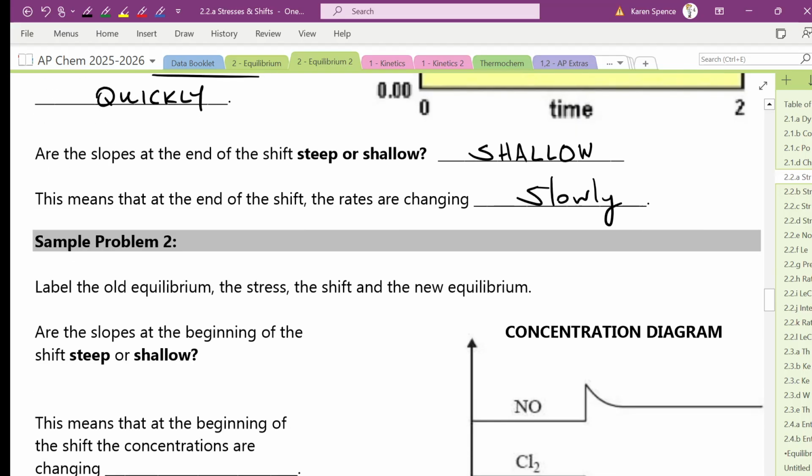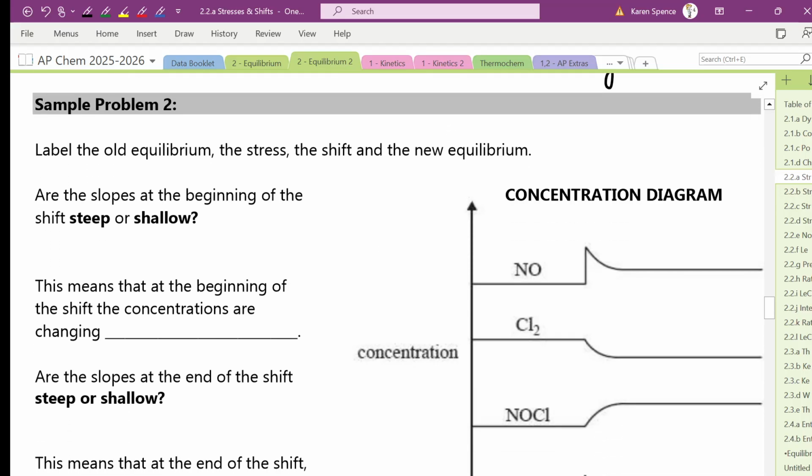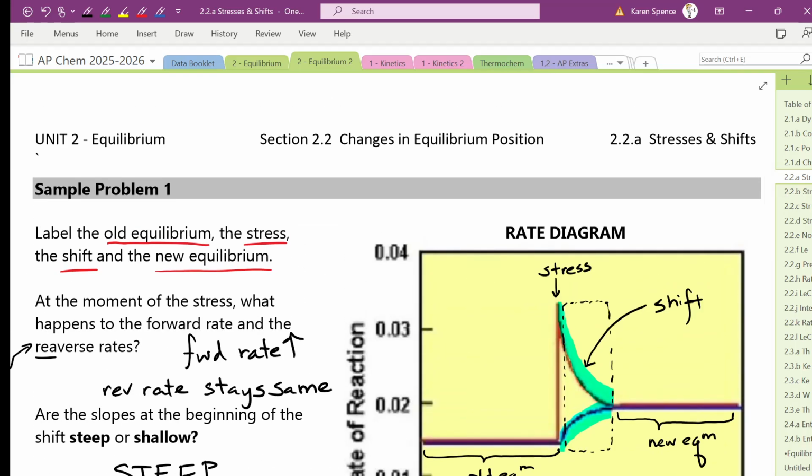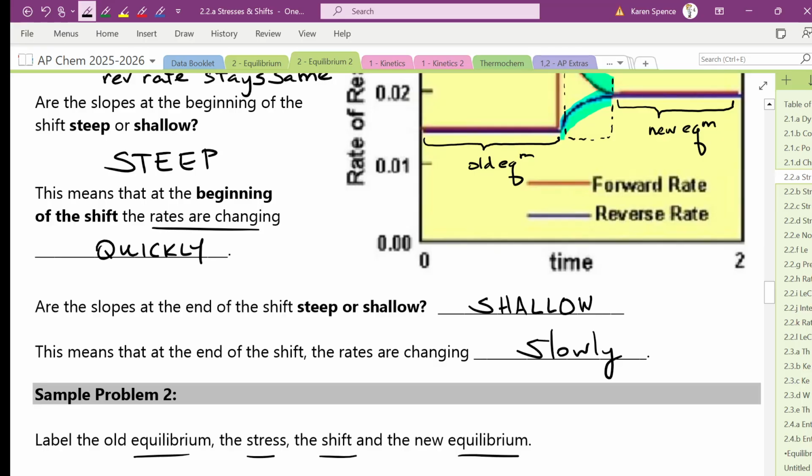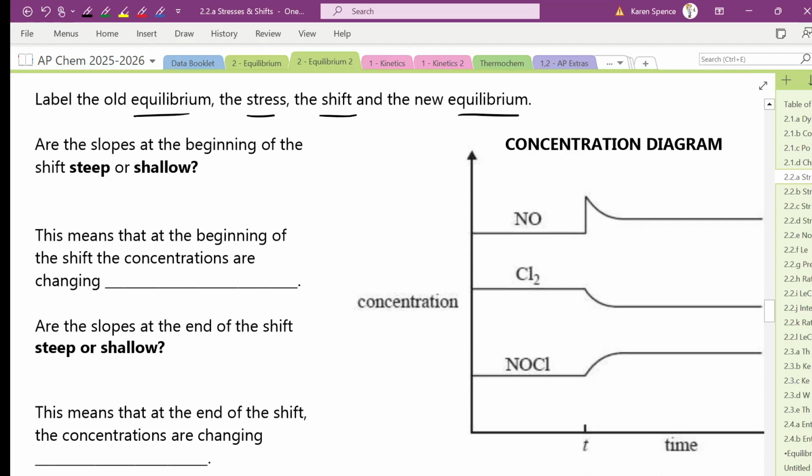This means that at the end of the shift, the rates are changing slowly. Okay, sample problem number 2. Label the old equilibrium, the stress, the shift, and the new equilibrium. So once again, now this time you don't have a rate diagram, you have a concentration diagram.